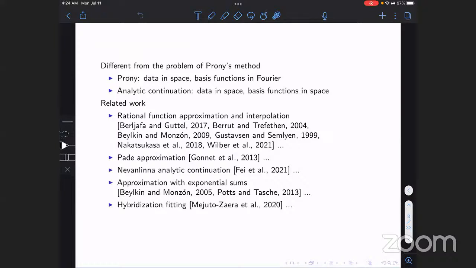Now, there has been a lot of work on this analytic continuation, the pole identification problem. So here I'm listing the references which I collected, which appeared after around 2000. Before that, there are a lot of papers, and I apologize for the ones that I did not list here. It's simply a vast literature.